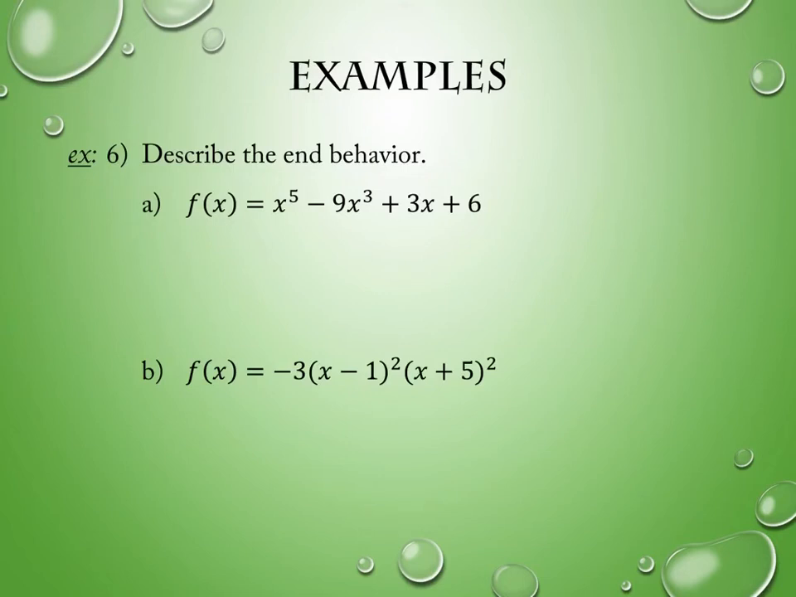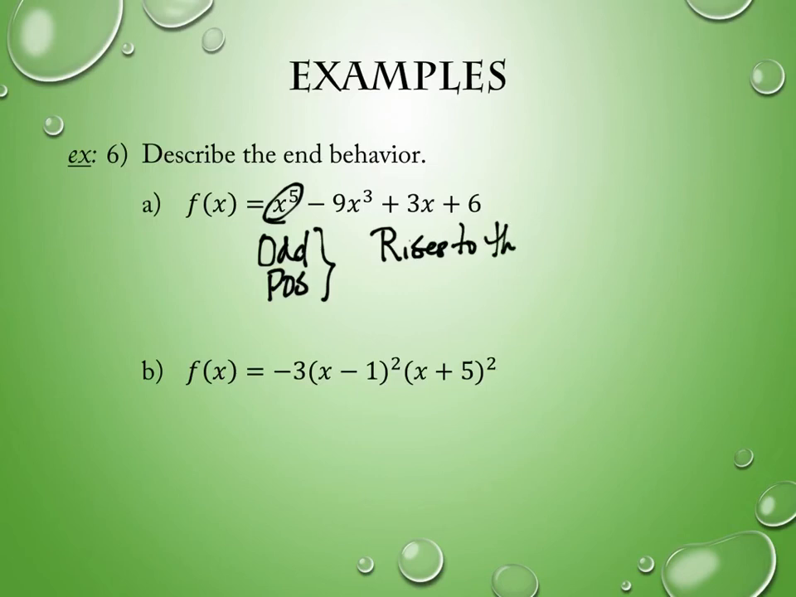All right, so we've just a few here left. We're going to find or describe the end behavior. So it's all about the highest degree term, which is x to the fifth in this one, and it's odd. It's odd and it's positive. And because of these features, we know that it rises to the right and it falls or decreases to the left.